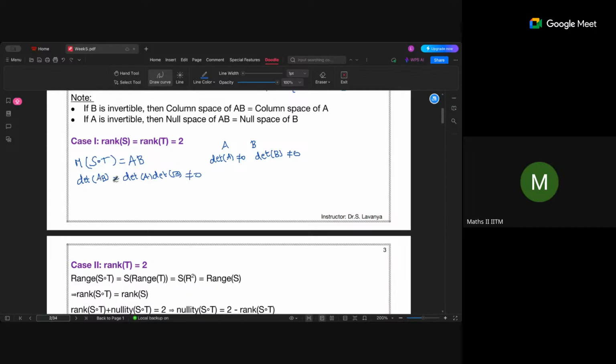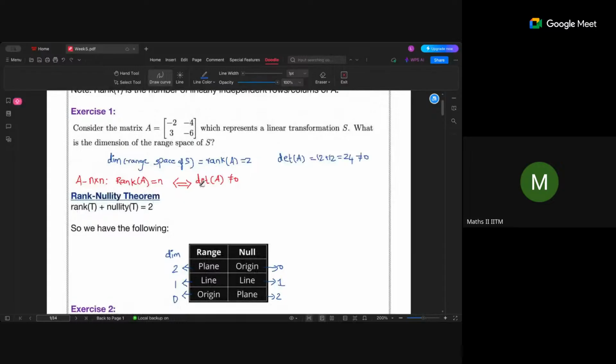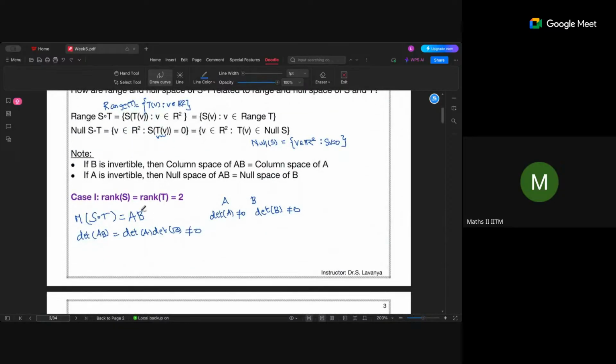And if this is non-zero, again you use the reverse direction. If the determinant is non-zero, you use this direction. Then what can you conclude about the rank of the matrix? The rank of the matrix should be n. In this case, what is your n? 2, right? So it means the rank of S composition T is 2.